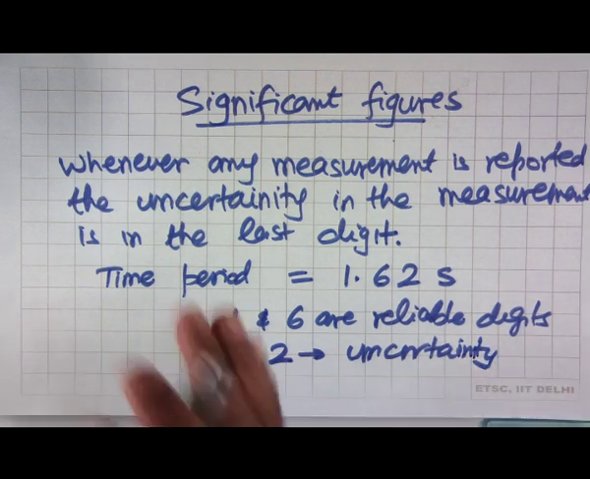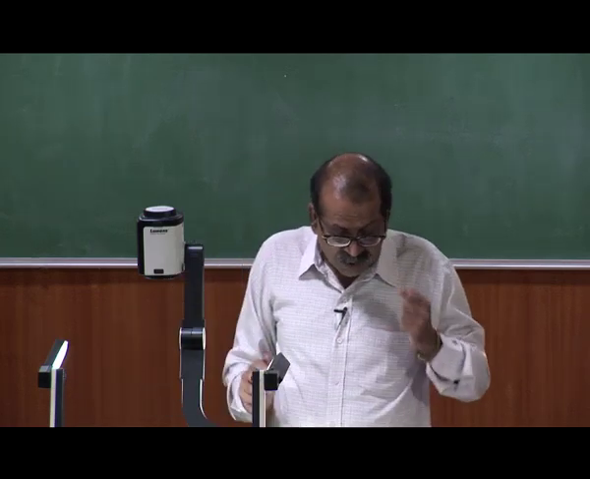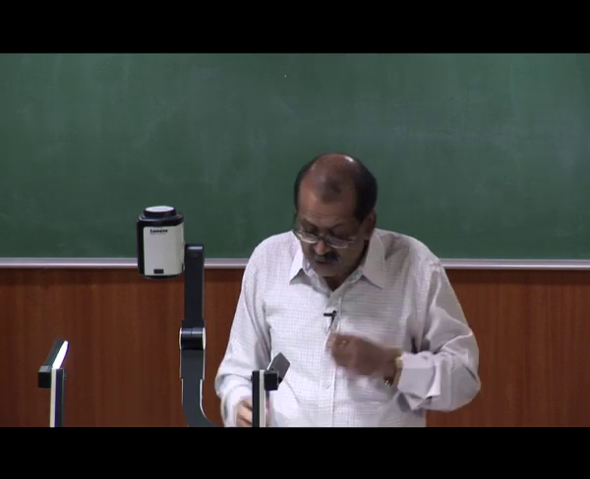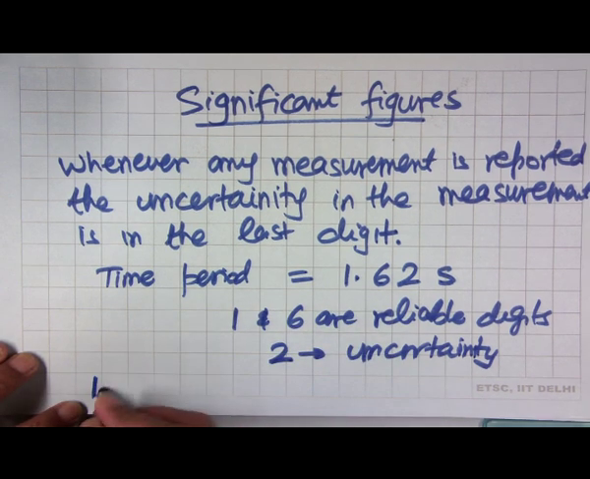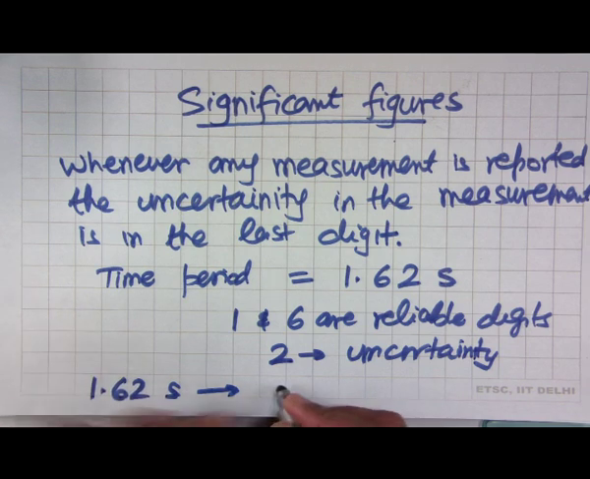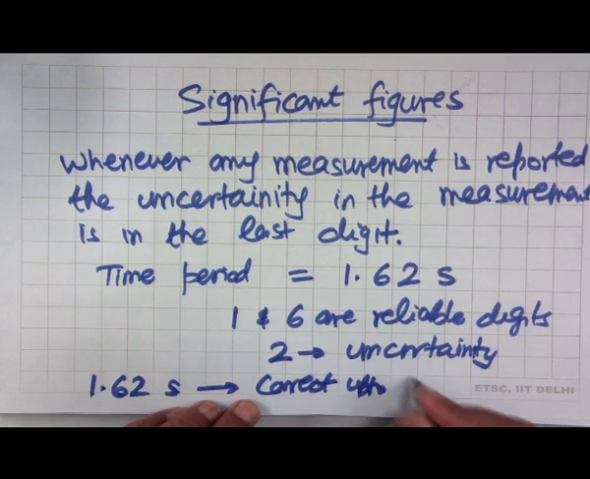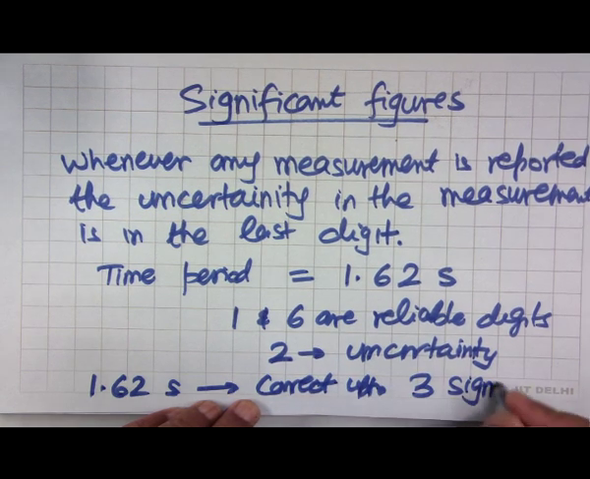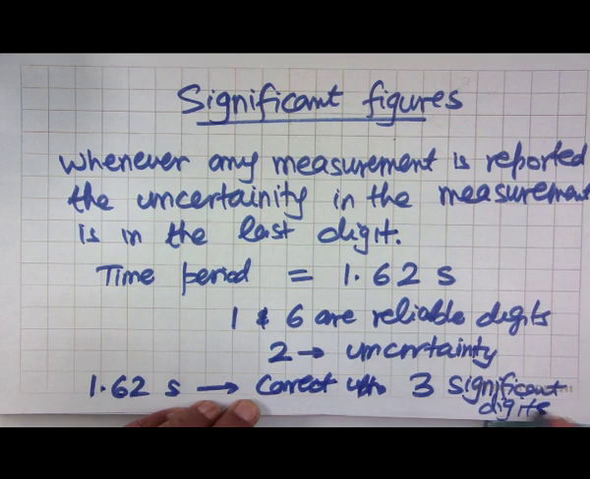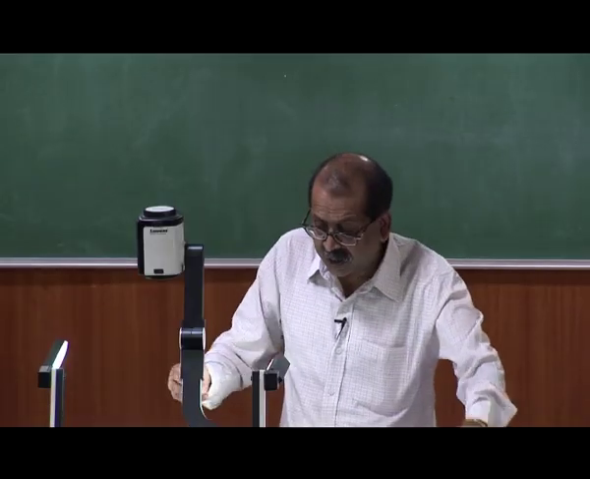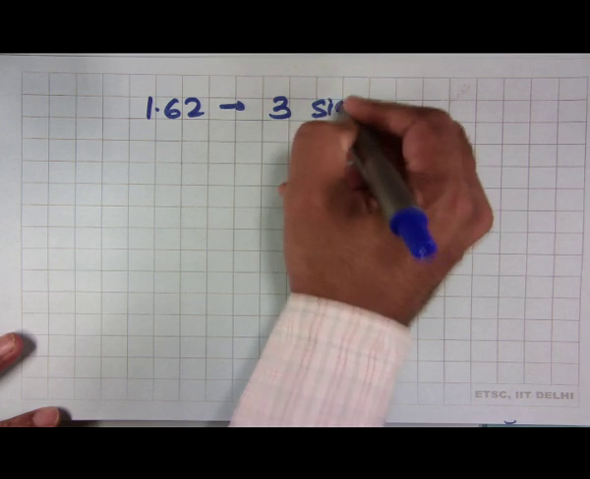It could be either 1 or 3 or a fraction somewhere lying between 1 and 3. So, this is where the uncertainty comes. Now, when we say this measurement 1.62 seconds, we say this is correct up to 3 significant digits. So, a measurement like 1.62 has got 3 significant digits.